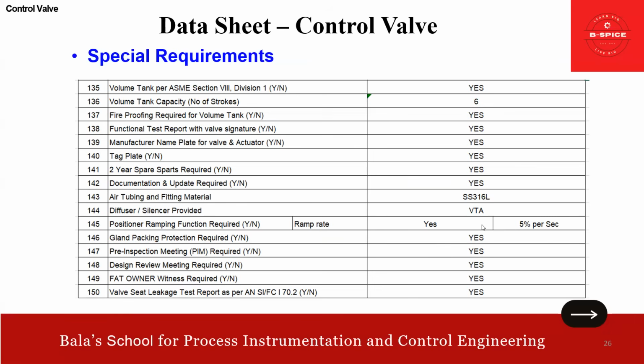What is the ramping rate? You specify 5% per second. And gland packing requirement, yes. Pre-inspection meeting required, yes. Design review required, yes. FAT owner witness required, yes. Valve leakage report required as per FCI 70-2. Okay. So all these things you need to put here.